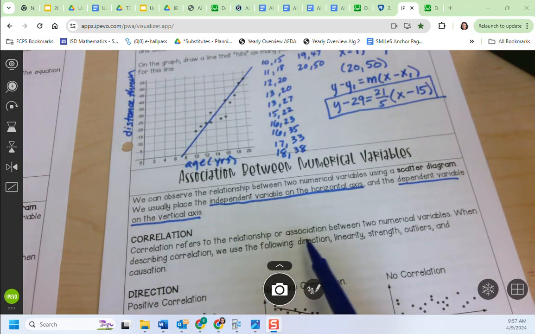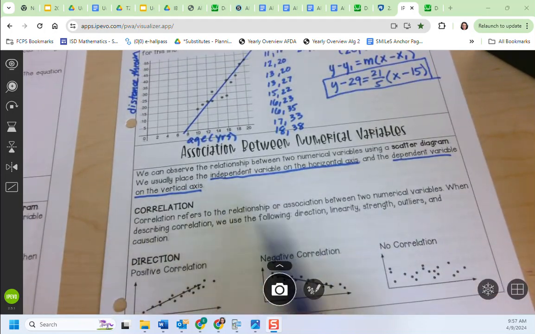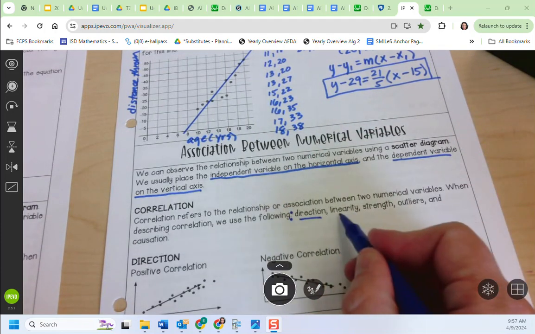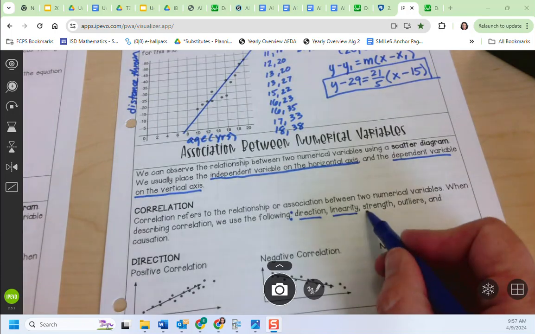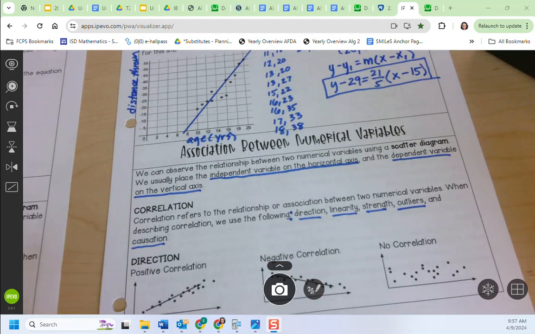Correlation refers to the relationship or association between two numerical variables. When describing the correlation, we use the following: direction, linearity, whether or not it's linear, strength, outliers if we have outliers, and causation. And you can't tell causation from a graph. Like maybe you've heard before, correlation does not imply causation, which means just because two things line up like that doesn't mean that one causes the other. Sometimes they just both happen to go up or go down.